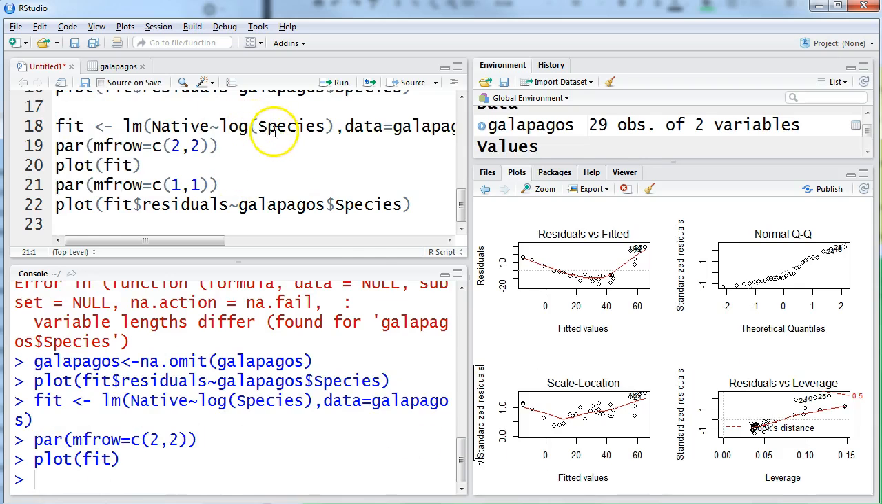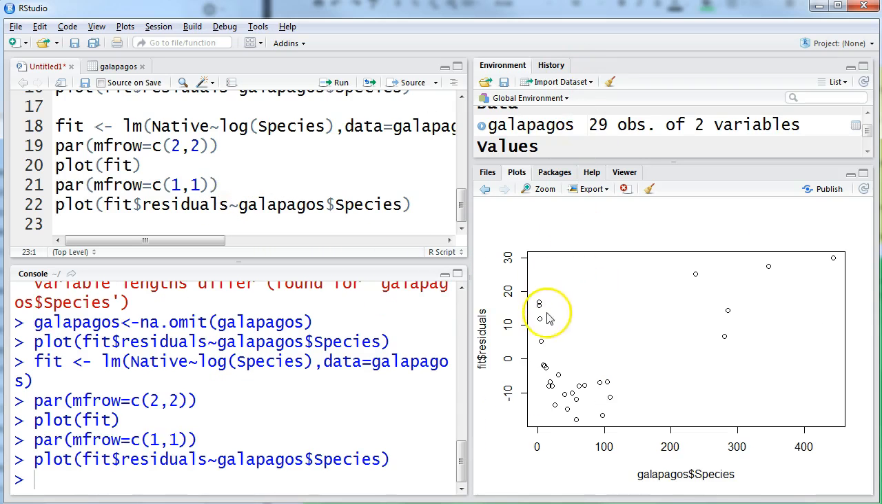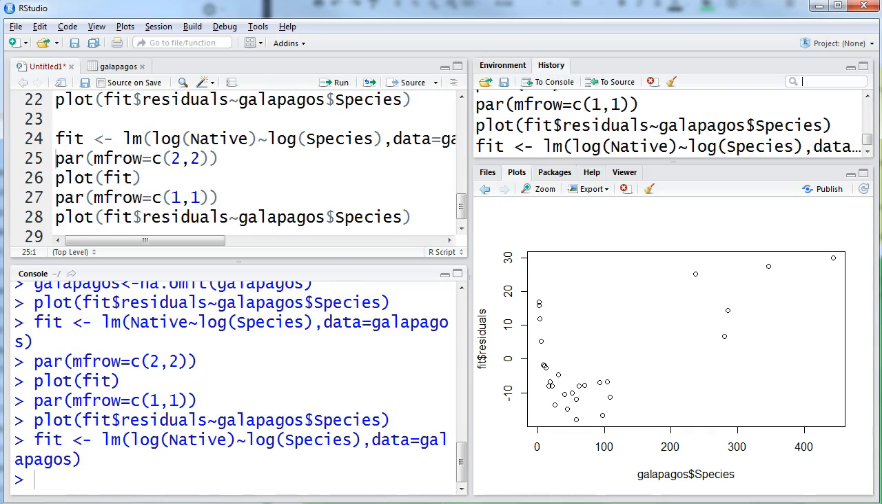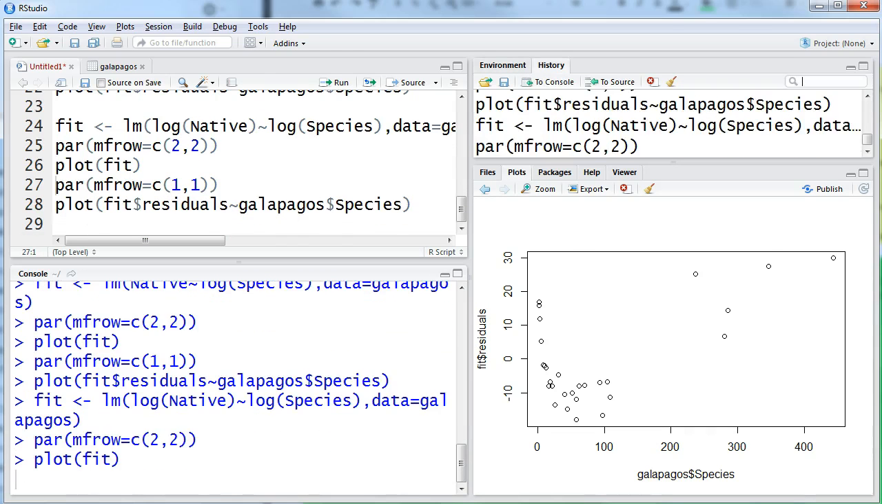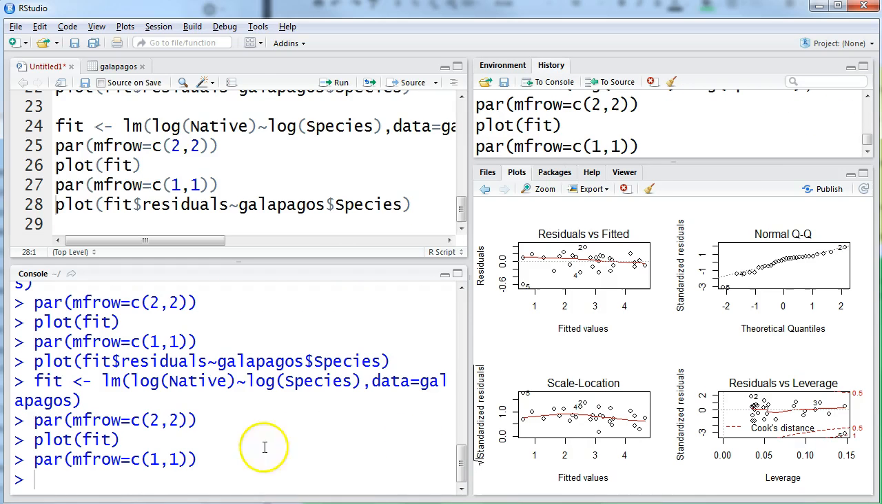But if we redo it with log species, well, they're more spread out now, but we definitely see this curvature going on. And if we look at the plot based on the species, we still have curvature and extreme outliers. That's not enough. So there's our hint that we need to keep looking, where we would have found that we need to log native as well. So here's going to be my final model, and based on the plots I was looking at before, I expect this to go really well.